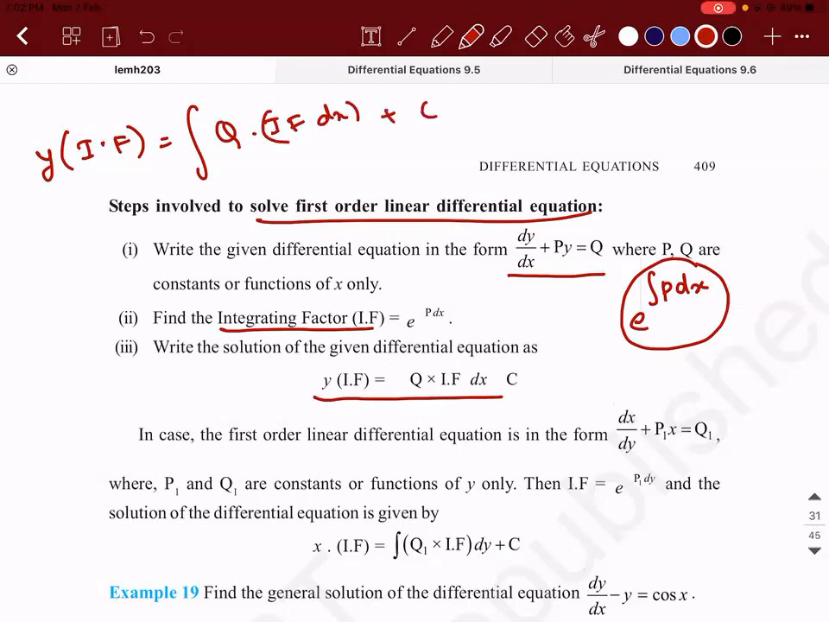Okay, this is like a formula. So what you're supposed to do is first find the integrating factor. The integrating factor formula is e power integral of p into dx, where p is that function, the constant or a function of y.